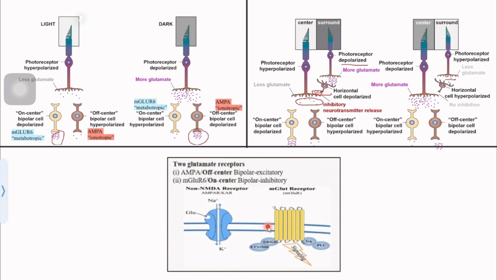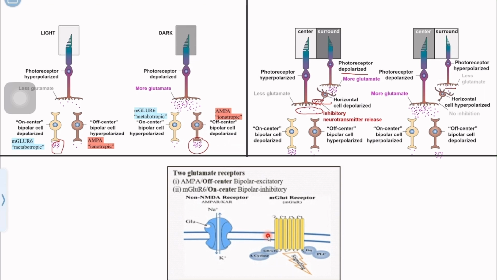So shortly, in light, the photoreceptor will be hyperpolarized, the on-center cell will be depolarized, and in the dark, the photoreceptor will be depolarized, and the depolarized bipolar cell is the off-center cell. And just like how we have off-center and on-center bipolar cells, we have corresponding off and on-center ganglion cells, which will generate an action potential and send it through the optic nerve to be processed in the visual cortex.